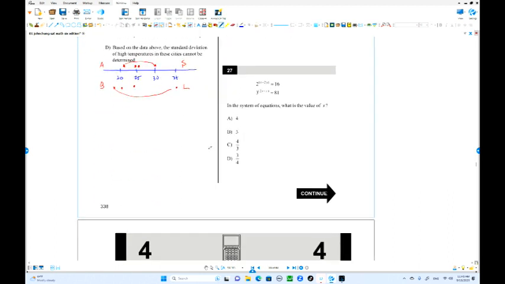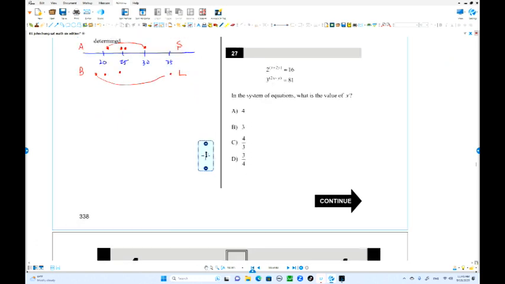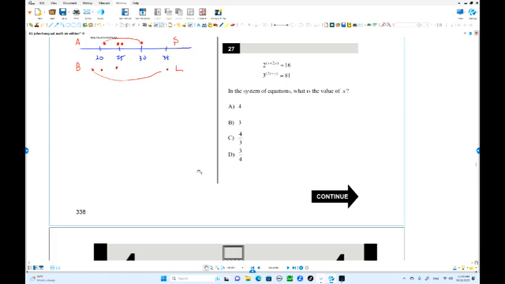Number 27. You have a system of exponent functions. What is the value of x? From here, this is 2 to the fourth power, and this is 3 to the fourth power. So the exponents must be equal. x plus 2y equals 4. The other one is 2x plus y equals also 4. But we're going to find the value of x.